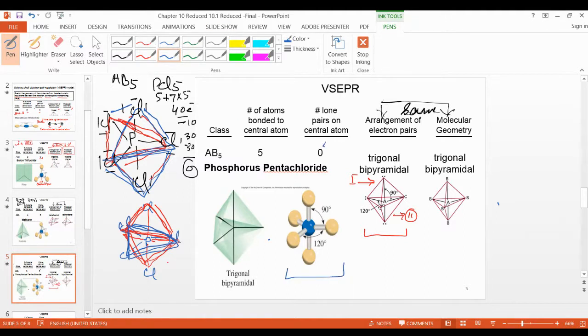This type of design you can make. It's simple: 1, 2, 3, 4, 5. Right? You have to add like this. See, the angle is going to be reduced. So now it is only 90 degrees, right? 120 and 90, two different angles. So a question may be asked: which geometry of a molecule has two angles?